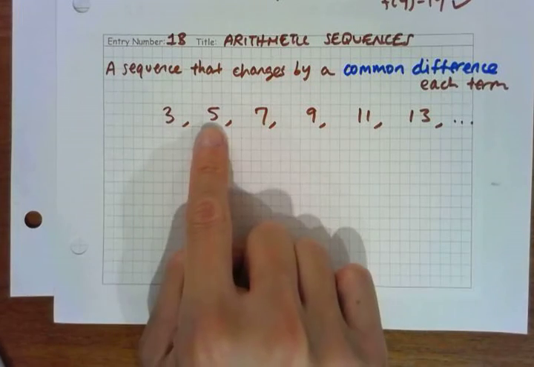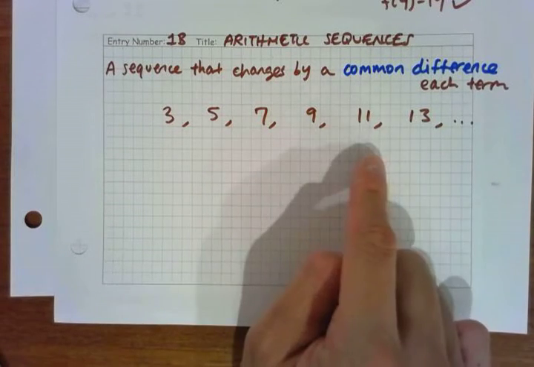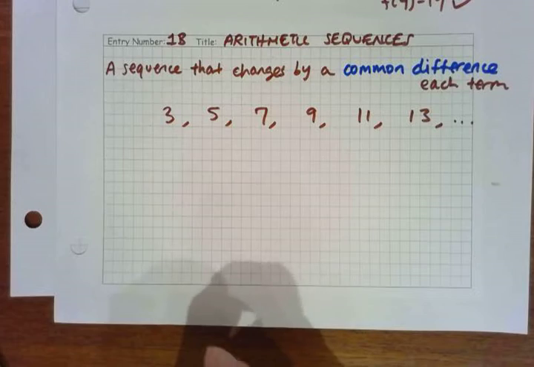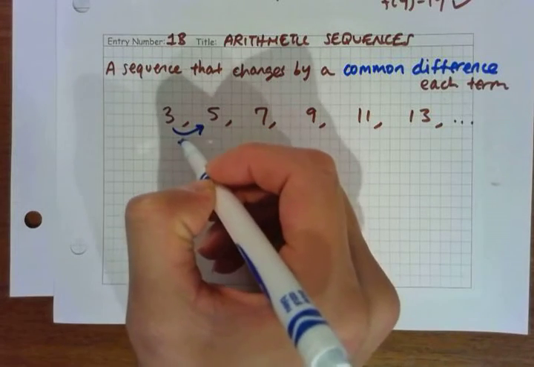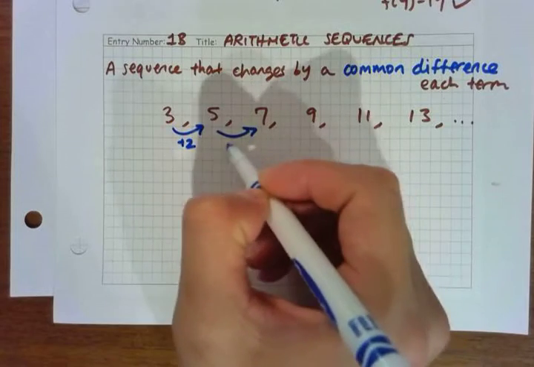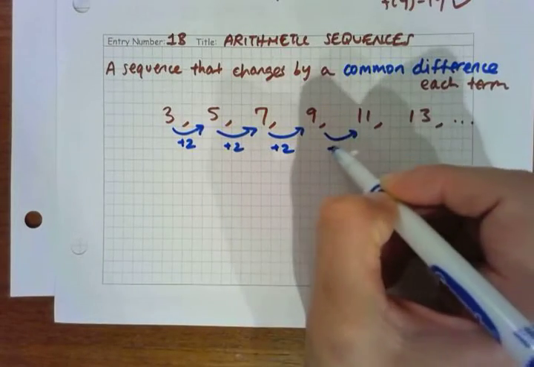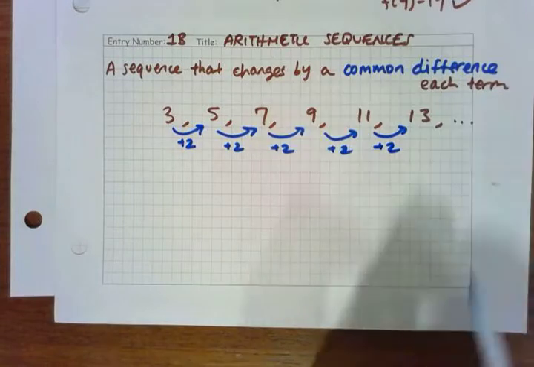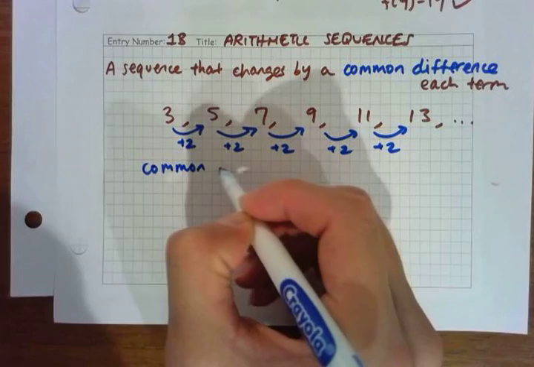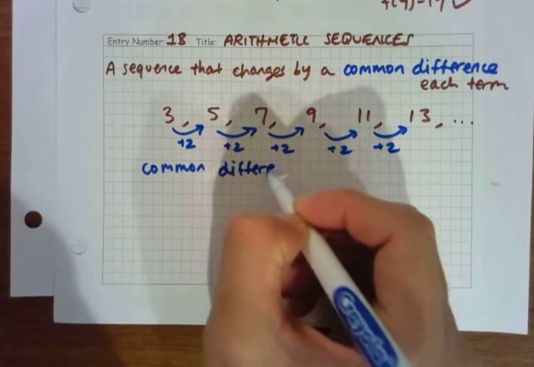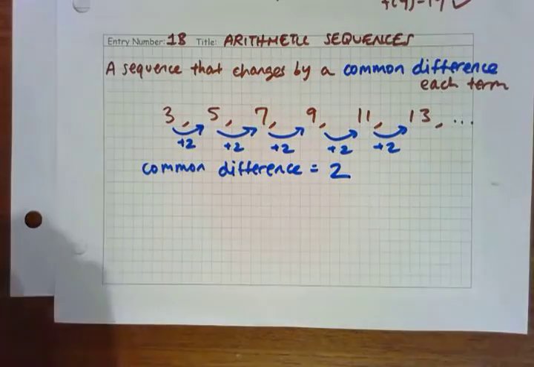We have 3, 5, 7, 9, 11, and 13. The first thing is I can look at this and think to myself, what is the common difference? Well, in this case, to go from 3 to 5, we're adding 2. To go from 5 to 7, we're adding 2. 7 to 9, adding 2. 9 to 11, adding 2. So our common difference in this sequence is 2, because we're adding 2 every time.